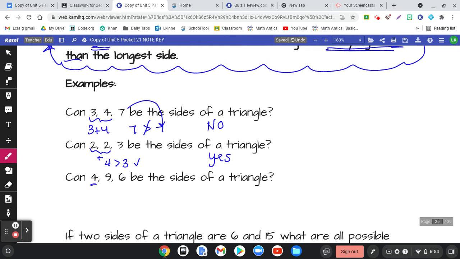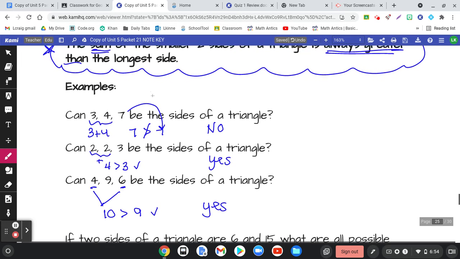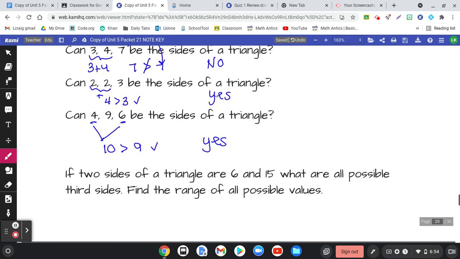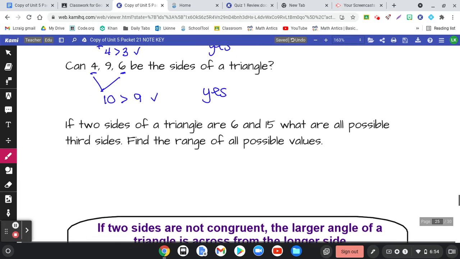All right, on this one, 4 and 6 are our shortest sides, which add up to 10. 10 is greater than 9. So yes, those could be the sides of a triangle. So your first theorem today: the two shorter sides have to add up to be longer than the third.